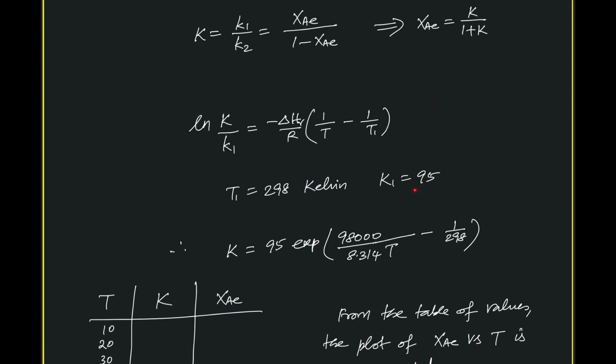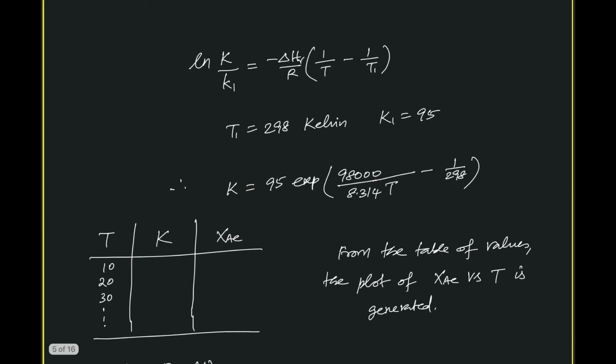We have K at 298 K is 95, and substituting that we have K as a function of temperature. Otherwise we can make a table starting from a temperature of 10 degrees Celsius, you can take a range of temperature. Of course, temperature has to be again converted into Kelvin to get the values of K. This is T in Kelvin.